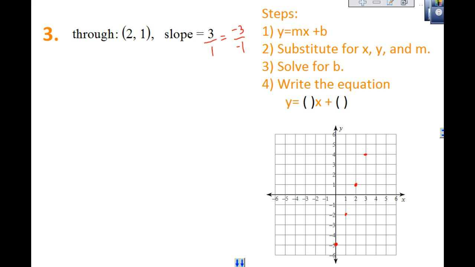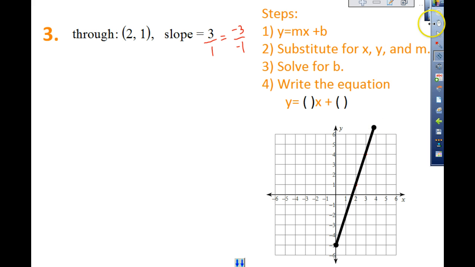And you can see that we get the y-intercept of negative 5. So the equation here would be y equals 3x minus 5. That's what we did before.